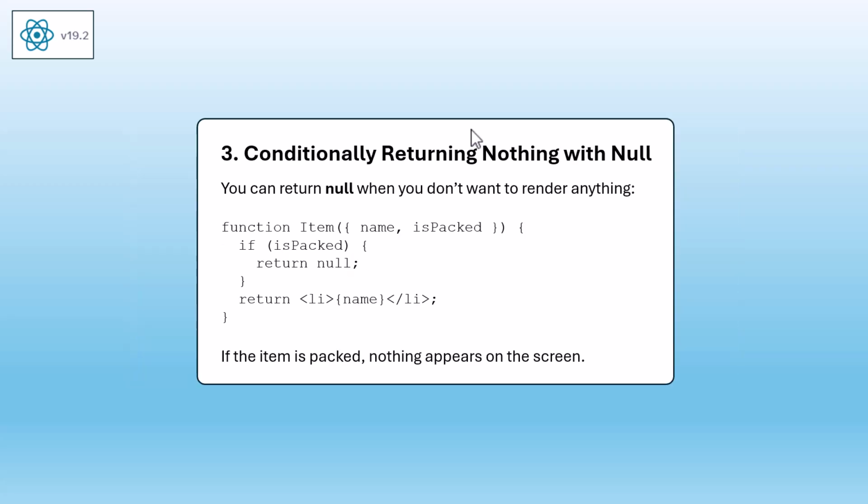3. Conditionally returning nothing with null. Sometimes you might not want to render anything at all when a condition is true. For instance, if you want to completely hide packed items from your list, your component can return nothing. In React, when you want a component to render nothing, you can make it return null. Returning null tells React, don't render anything here. Although this works fine, it's not very common because it can be confusing for other developers. Instead, most of the time, you'd handle this kind of condition in the parent component, deciding whether to include that component in the JSX or not.